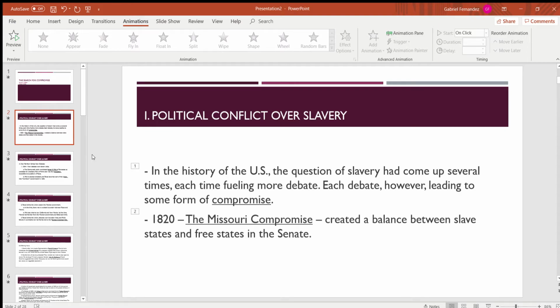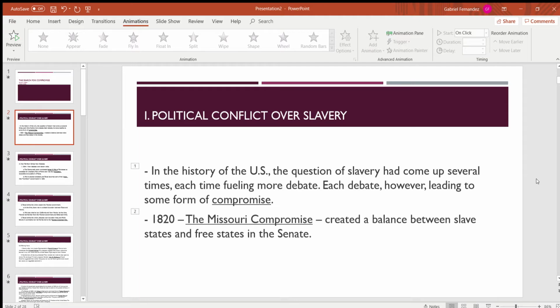In the history of the United States, the question of slavery had come up several times, each time fueling more and more debate. Each debate, however, led to some form of compromise. Now we look at this word, compromise. We've heard it before in social studies. We've probably used it before.